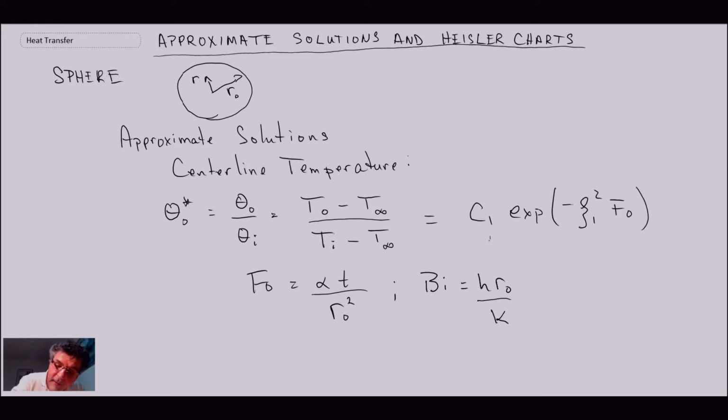And the reason why you need Biot is because C1 and zeta come from tables, and those tables are functions of the Biot number. So you would look those up. You compute your Biot number first, and then you look them up. So that is our centerline temperature function.